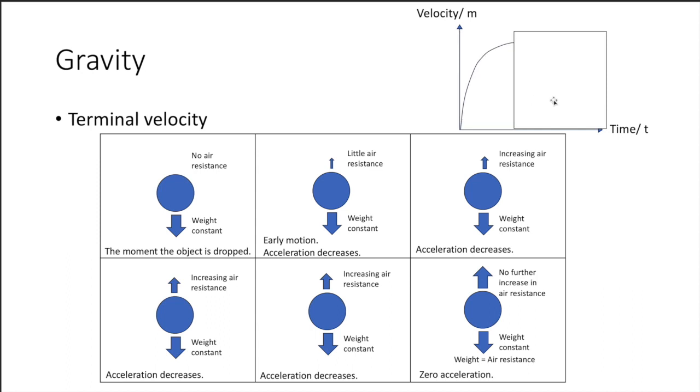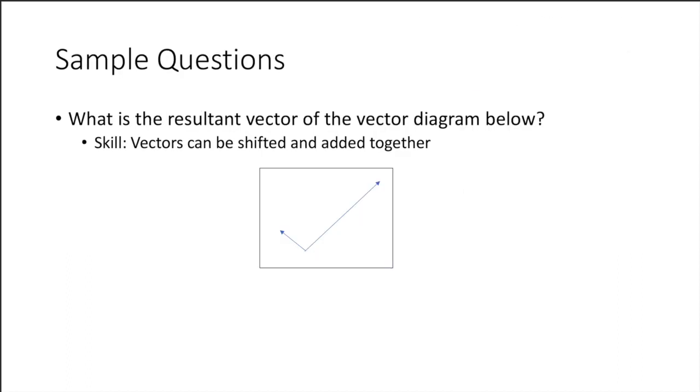How this works is the weight of the object will always remain constant and it will fall until it reaches the speed whereby the air resistance exerts the same force as the weight. That is, the upward force equals the downward force. So the graph will look like that. It has a curve and then it plateaus to a flat line. Okay, so now let's look at some questions to further deepen our understanding.